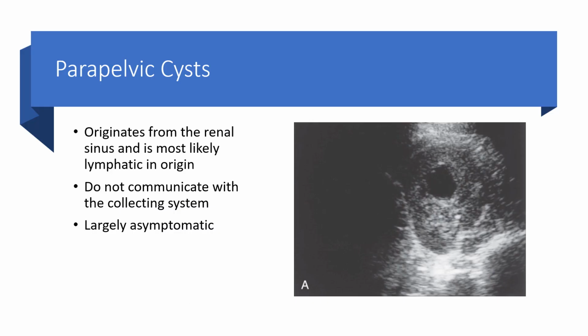Parapelvic cysts are going to have a similar appearance to simple cysts. They originate from the renal sinus, and they're most likely lymphatic in origin. So the fluid inside these cysts is typically lymph. They're not going to communicate with the collecting system. Largely, they're going to be asymptomatic, and it can be very difficult to tell if you're dealing with a parapelvic cyst or just a simple renal cyst.